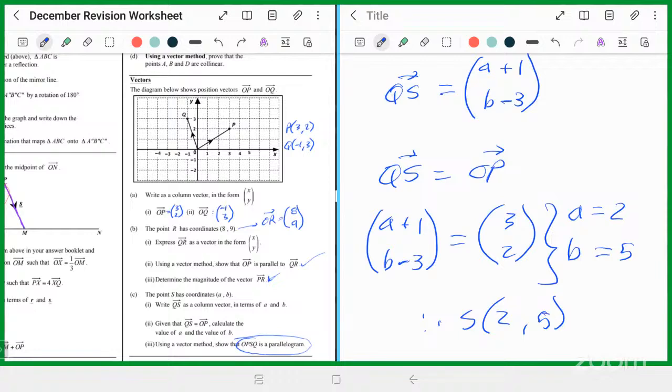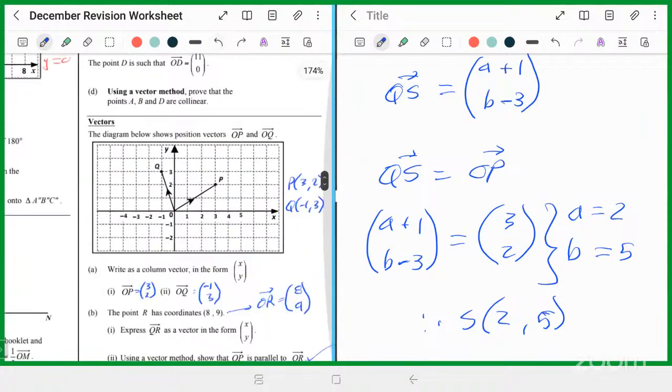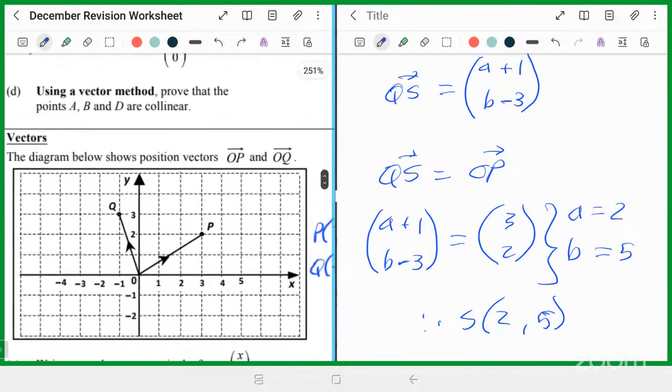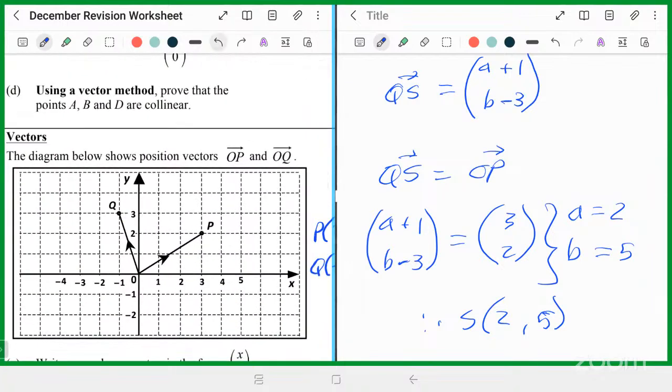So to see it, we can actually put it on the diagram. 2, 5. So 2, 5, this is 3, this is 4, right up here, so it's 5. So 2, 5 is all the way up here. That's where S is. So we can sketch it out.